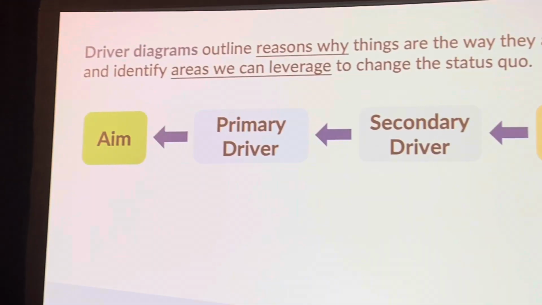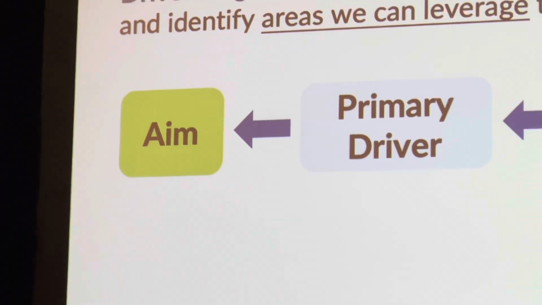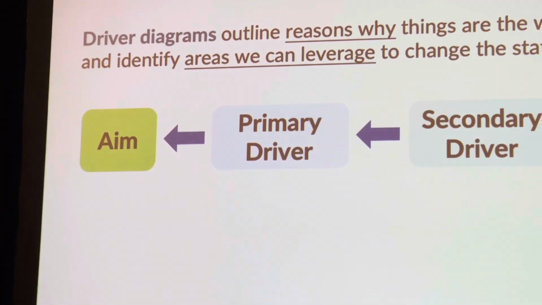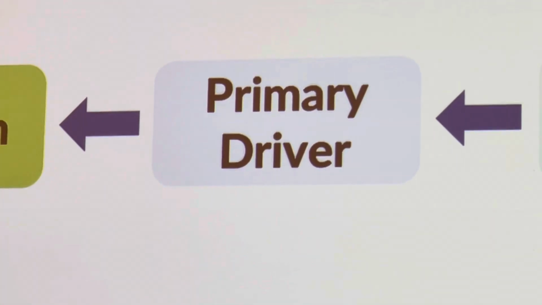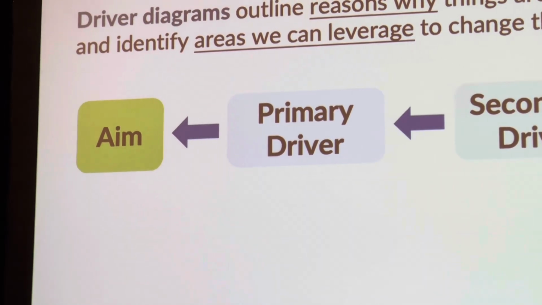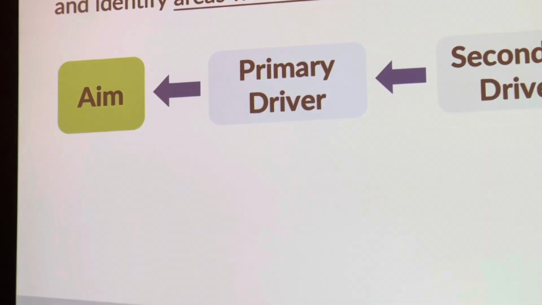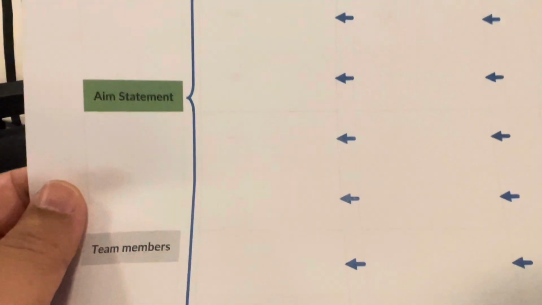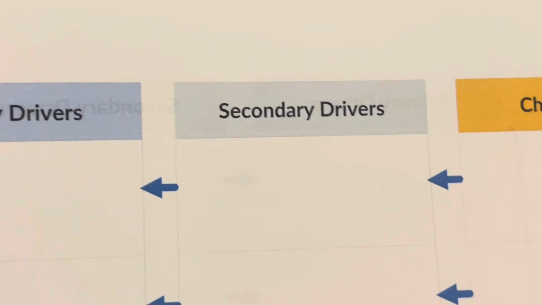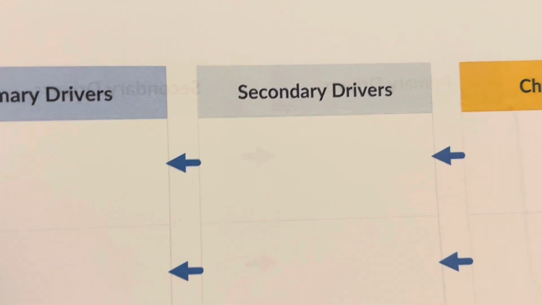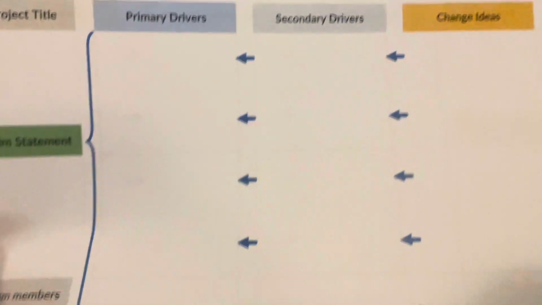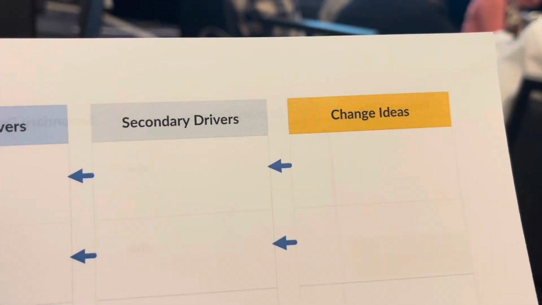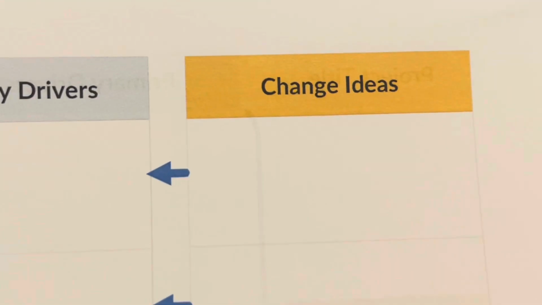So we're talking about our aim, and then we're trying to break that down into several, maybe 3 to start, primary drivers. So these are basically large system concepts that are contributing to that aim. And then we further break those down into a secondary driver. And from those secondary drivers, because we've begun to break the problem down into less complex pieces, we can begin to develop less complex and actionable change ideas.